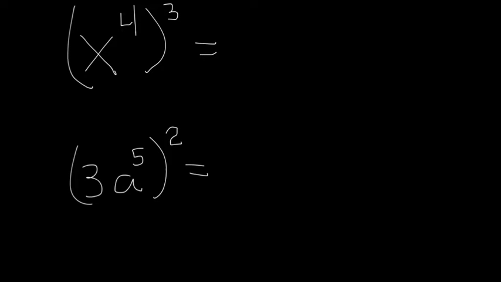Here are 2 examples. Let's work these out. Here we have x to the 4th to the 3rd power. It's power to a power. So we're going to multiply the exponents. So we have x to the 4 times 3, which is going to give us x to the 12th power. And that's a simplified version of the original expression. This is simplified because we don't have power to a power, and we don't have parentheses. You should not have any parentheses in a simplified expression.